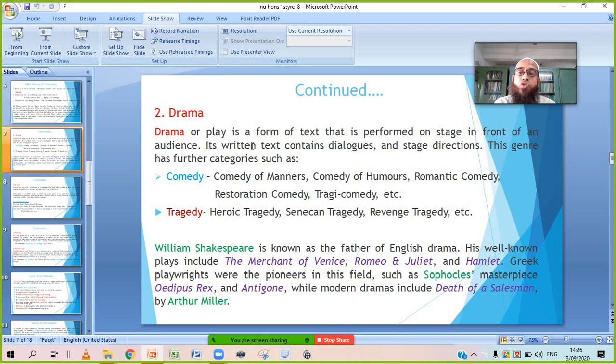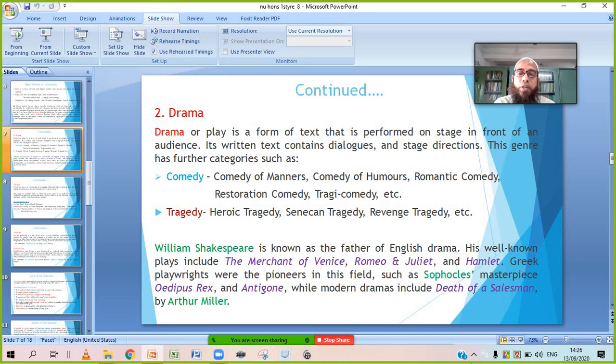Second one, drama. Drama or play is a form of text that is performed on a stage in front of an audience. So audience and stage are important. The written text contains dialogues and stage directions. Drama is divided into two categories, comedy and tragedy. Comedy includes comedy of manners, comedy of humors, romantic comedy, restoration comedy, tragicomedy, etc. Tragedy includes heroic tragedy, Senecan tragedy, revenge tragedy, etc.